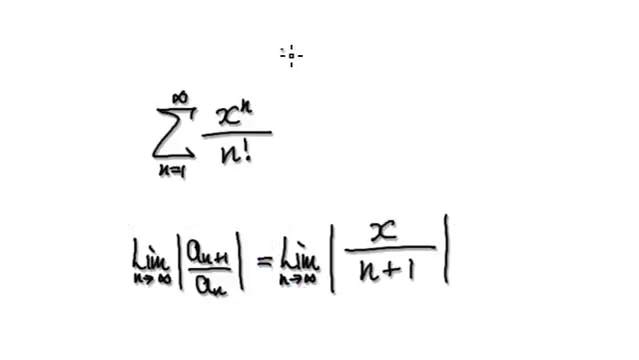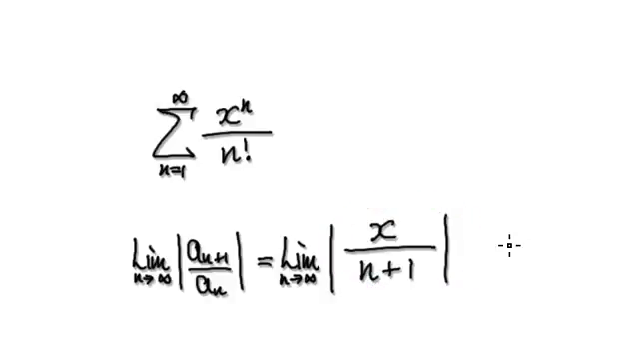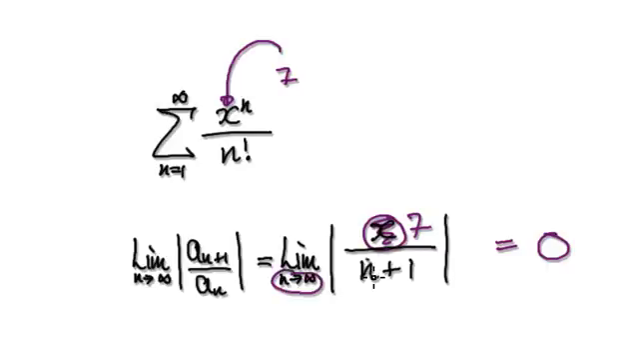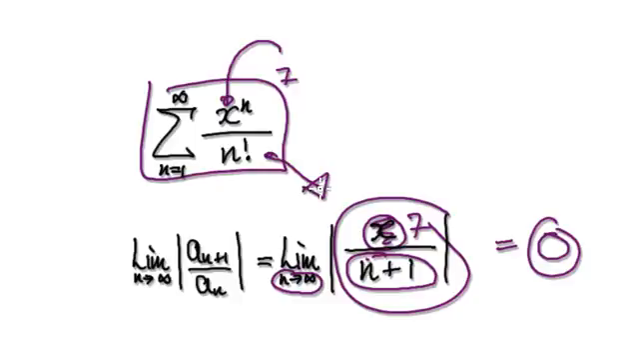Now looking at this, if you were to put a 7 into here, then this would be 7 over n plus 1. As n heads towards infinity, the denominator will just get bigger and bigger and bigger, meaning the limit of this whole thing will be 0, because the numerator will stay fixed. So when you put 7 into here, as n heads towards infinity, the whole thing will head towards 0. If it heads towards 0, then we know the original series will converge.